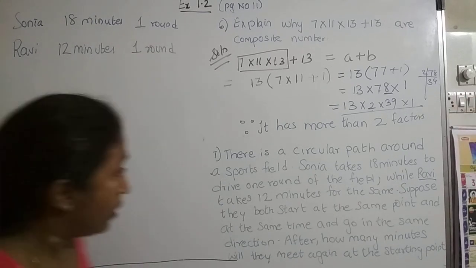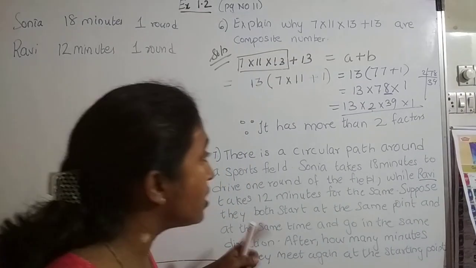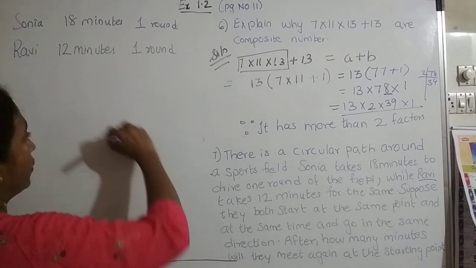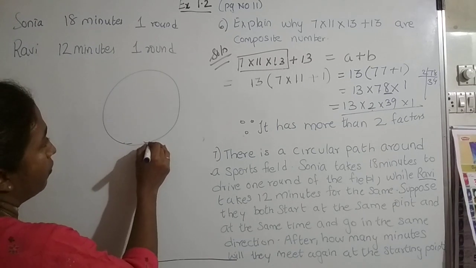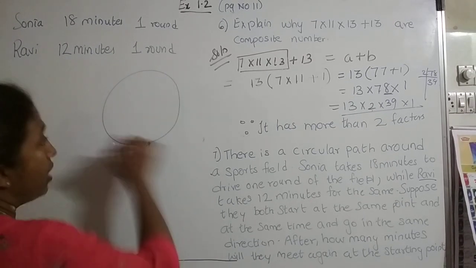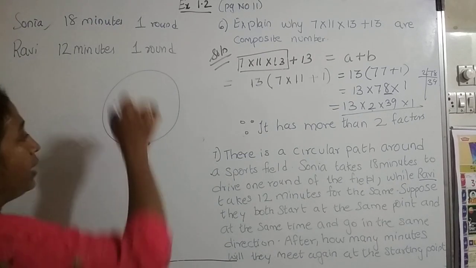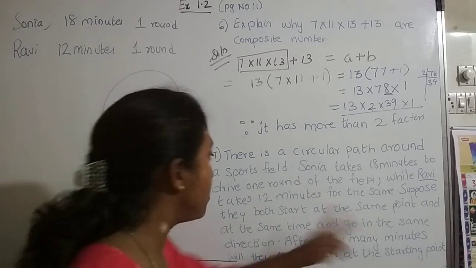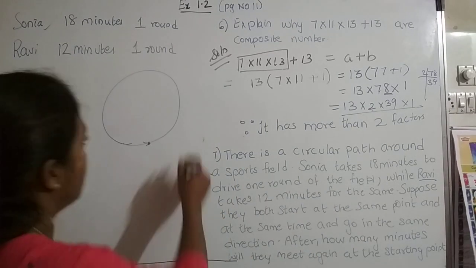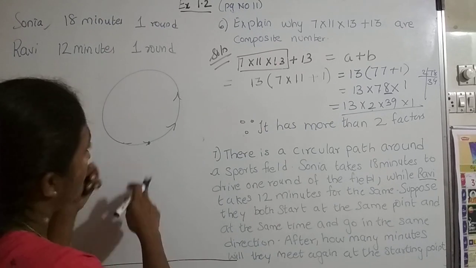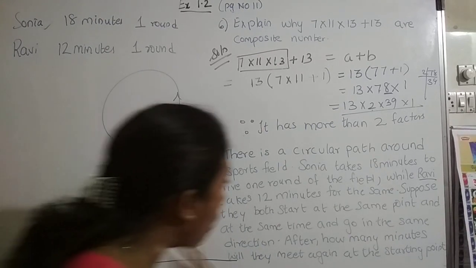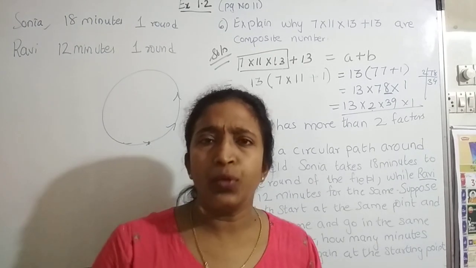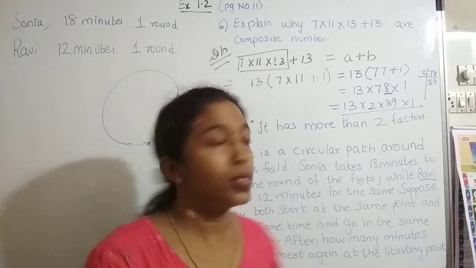Suppose they both start at the same point. So it's a circular field, and both are starting from the same point. Sonia is taking 18 minutes while Ravi takes 12 minutes. Now they both start at the same point at the same time and they go in the same direction. It's not that one is going the opposite way. After how many minutes will they meet again at the same starting point? Correct? Let's try to understand the question before we see what we have to do.